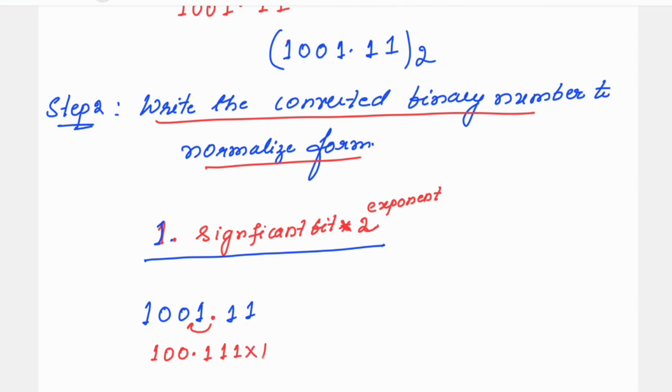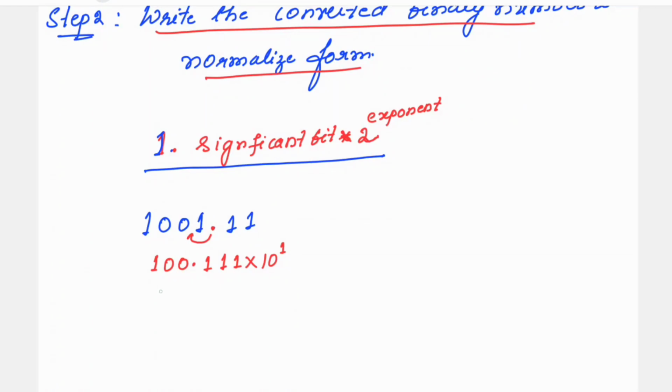111, but I have to write it as into 10 to the power of 1, because I have shifted this decimal point to the left side by 1 position. Suppose I shift it by 2 positions, then I can write it as 10.0111 into 10 to the power of 2. Because I have shifted the dot by 2 positions, my exponent value is 2. If I shift it by 3 positions, then I will write 1.00111 into 10 to the power of 3.